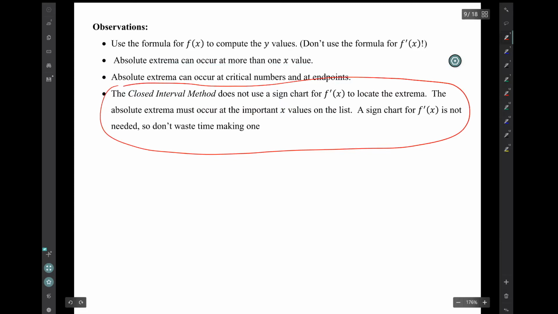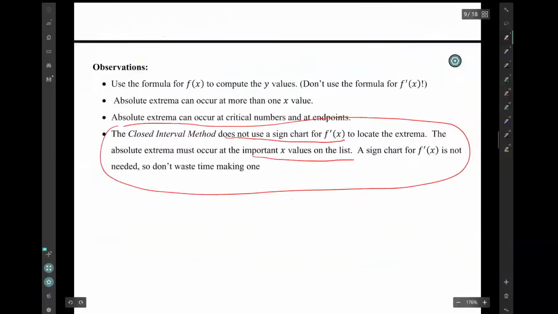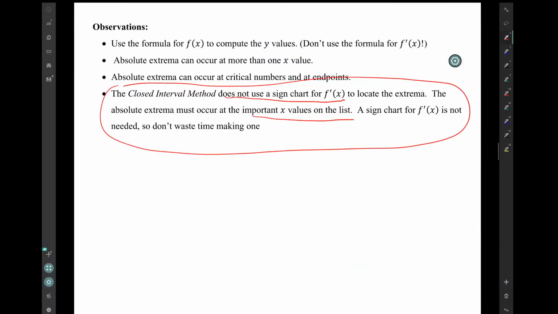The closed interval method does not use a sign chart for f prime to locate the extrema. The absolute extrema must occur at the important x values on the list. We know exactly where the extrema have to occur. They have to occur at those x values. So a sign chart for f prime is not needed, so don't waste time making one.